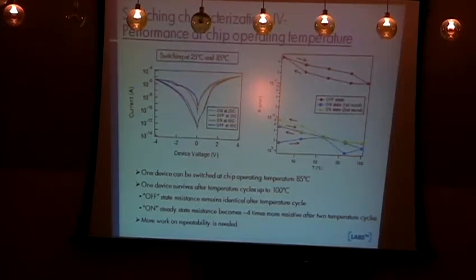And as shown by the data here, both on and off states behave as an insulator, and the off-state resistance remains identical after the temperature cycle. And the on-state resistance becomes about 4 times more resistive after 2 temperature cycles, which is acceptable considering the 2 decades of operation. And as I said, this is just some very preliminary data out of a few devices, and more work on repeatability is still needed.